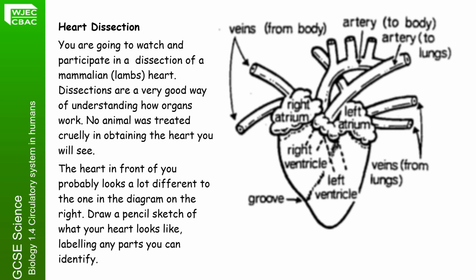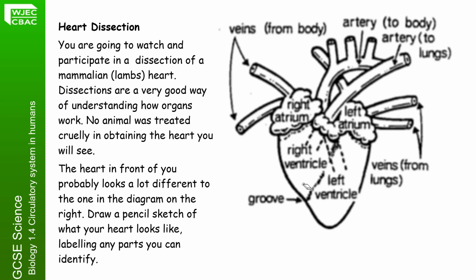No animal is treated cruelly in obtaining the hearts that you may have used for heart dissection. They would all have been removed from the animal when it was slaughtered for meat, okay? So the heart in front of you probably looks a lot different to the one in the diagram on the right.